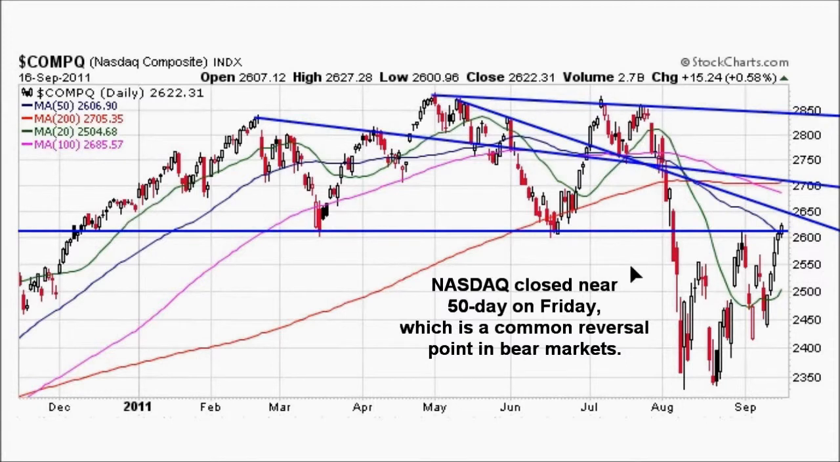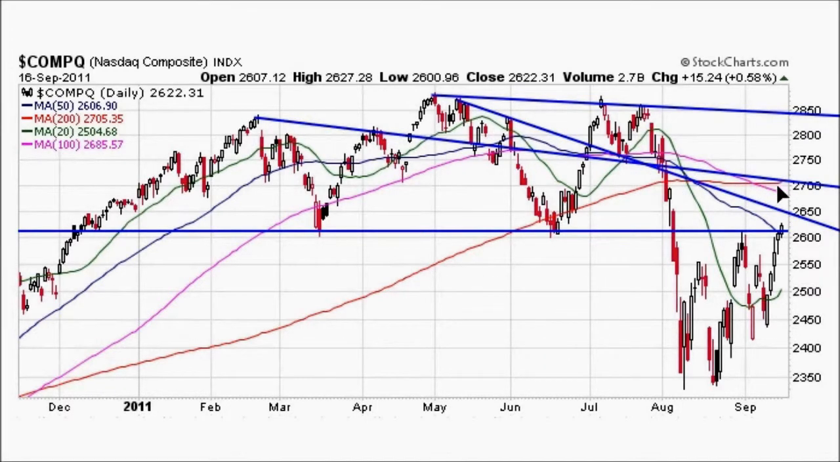The point here is very similar to what we just looked at. It's probable that you could see the NASDAQ move into this area. This is the 200-day moving average. The pink line is the 100-day moving average, and this is a downward sloping trend line that comes into play here. It's fairly logical to think that the current rally could reverse somewhere in this box. This is 2,700. 2,700 represents roughly a 3% gain from the September 16th close on the NASDAQ composite of 2622.